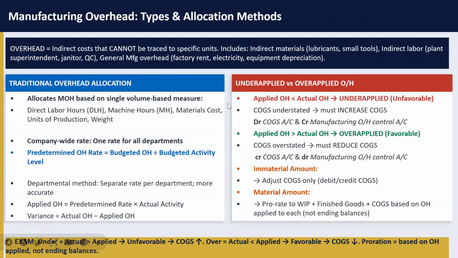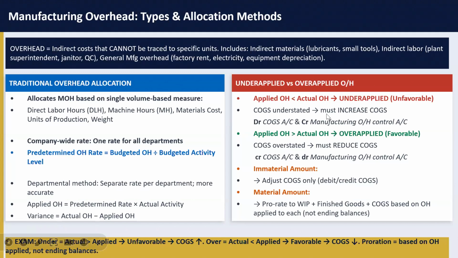Okay. So that is over-applied overhead. When you estimate more than actual, that is over-applied. We need to adjust our accounts now. We know that in under-applied overhead, we have applied overhead less than our actual overhead. Now what happened? Our cost of goods sold was understated. I have applied overhead less than what I actually incurred. COGS became understated. I need to increase its value.